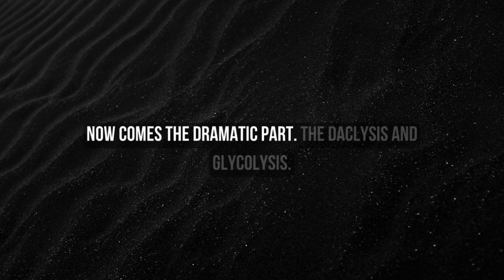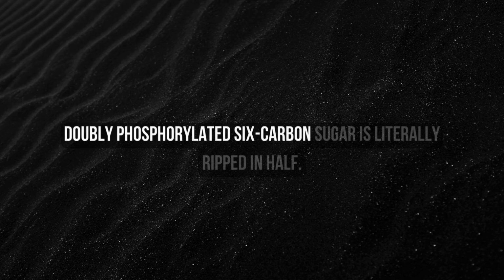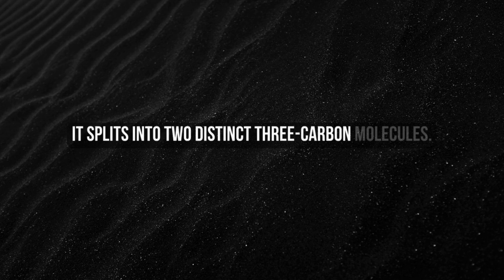Now comes the dramatic part. The deconstructing phase of glycolysis, the splitting phase. This highly unstable, doubly phosphorylated 6-carbon sugar is literally ripped in half. It splits into two distinct 3-carbon molecules.